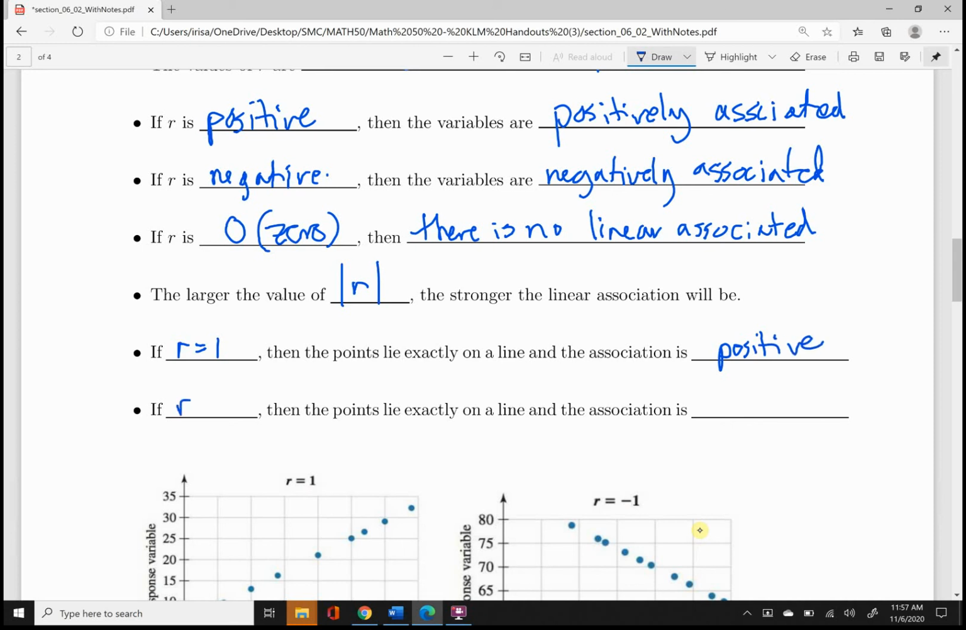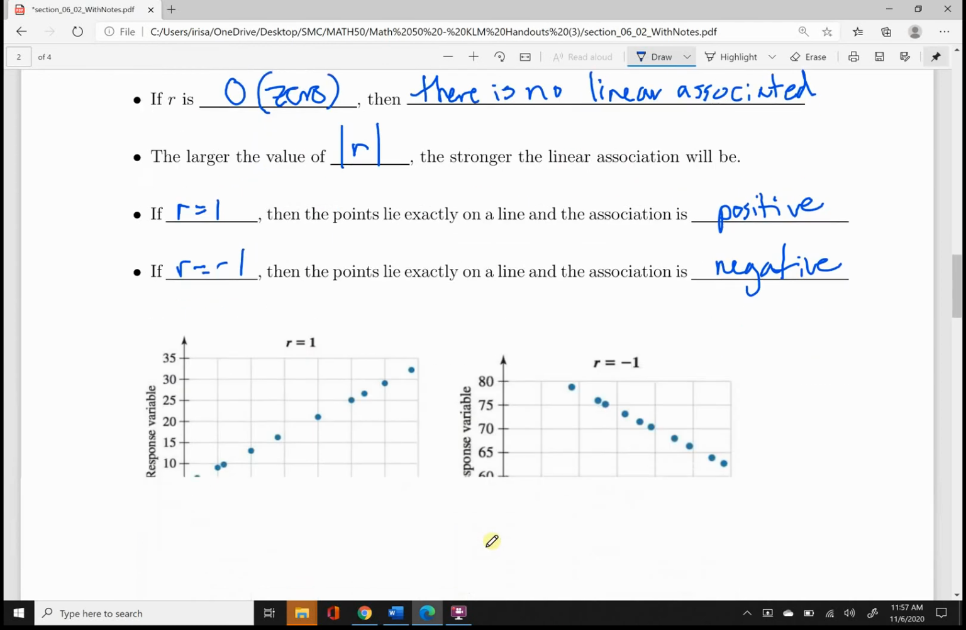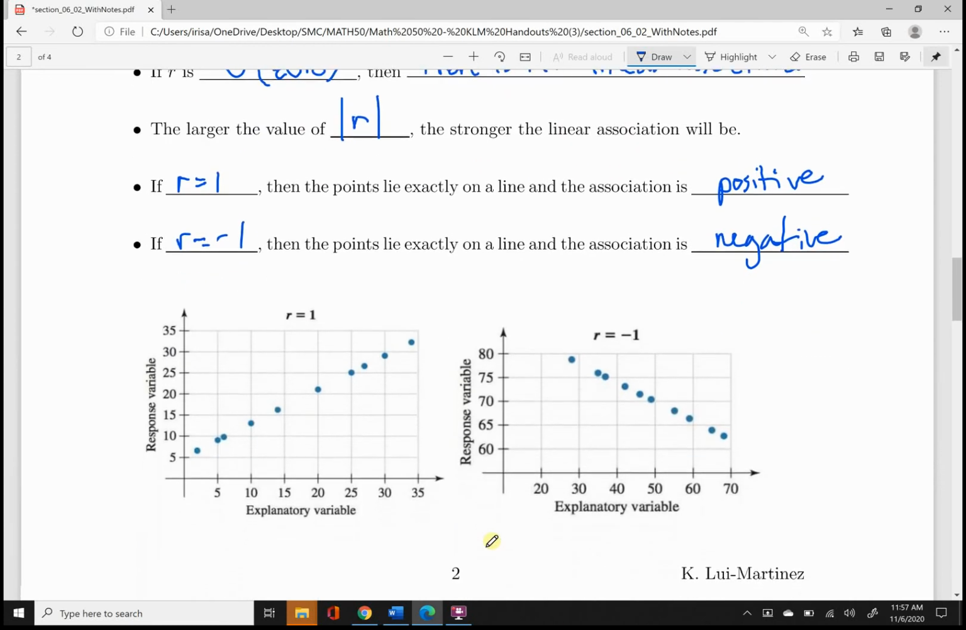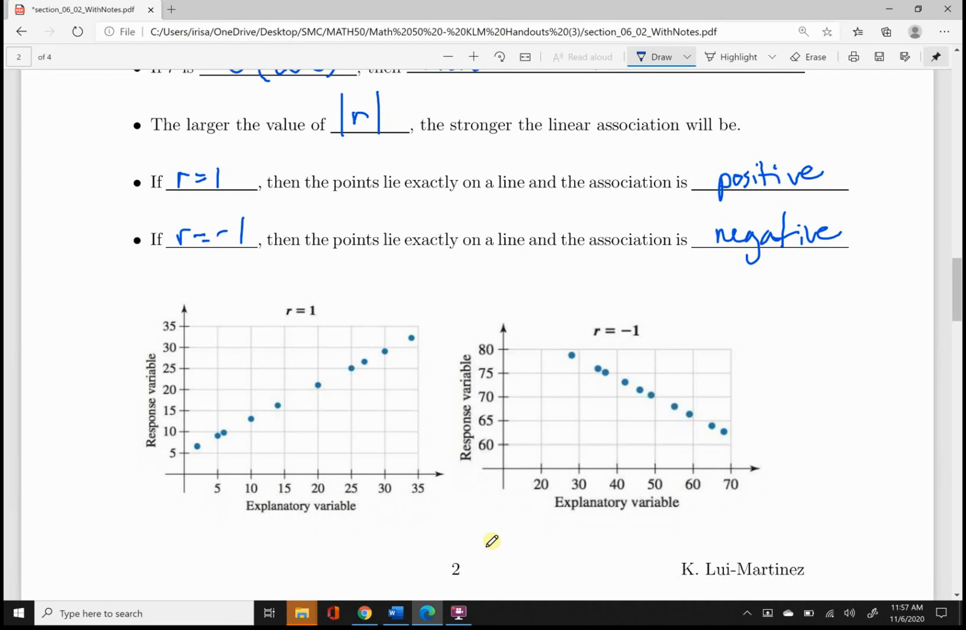And if R equals -1, same thing, only it'll lie exactly on a line and the association is negative. So let's look at some figures that show us what this will look like. The first two that you see on the bottom of the second page are R values of 1 and -1 respectively. You notice that the points lie exactly on a line, whether it's this one or that one over here: a positive association with the left figure, and a negative association with the right figure.